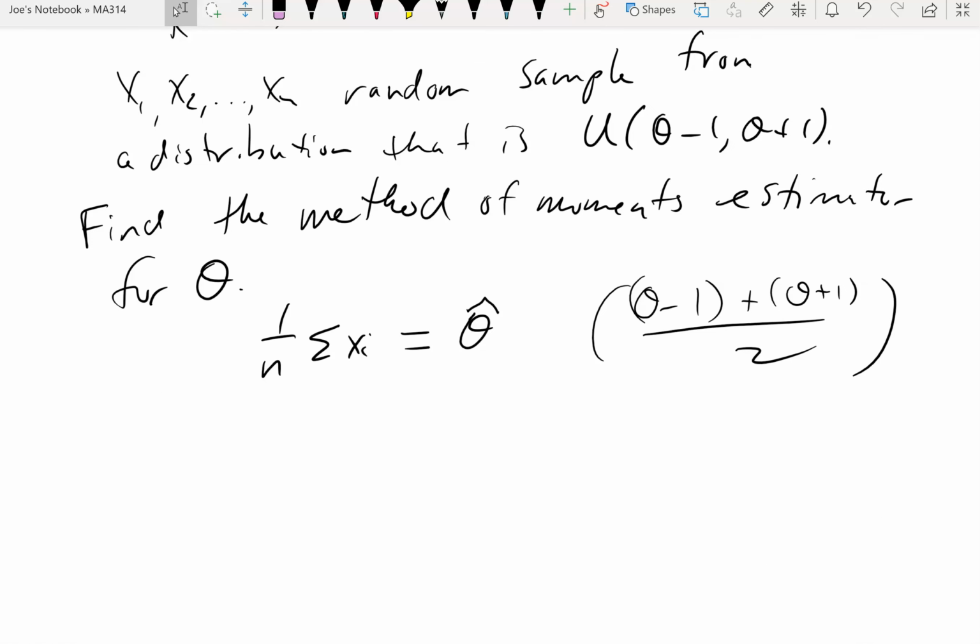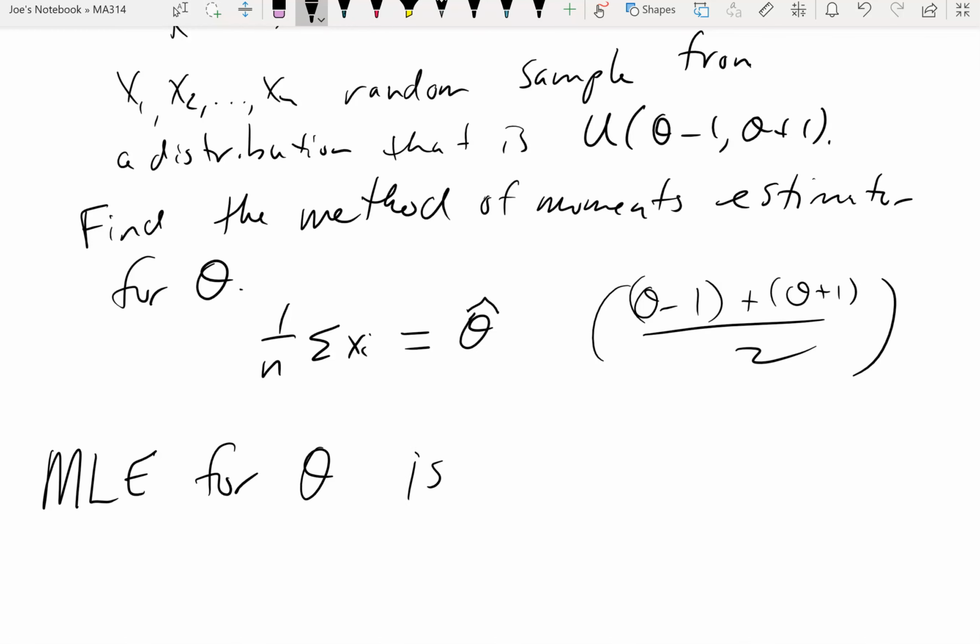What the book mentions as well, and I'm not going to do much work with this, is that this is not the maximum likelihood estimator. We saw the one before where we did the uniform on 0 to theta, and our maximum likelihood estimator was the maximum of the x of i's. A similar thing happens here. The maximum likelihood estimator for theta in this case is not the mean.